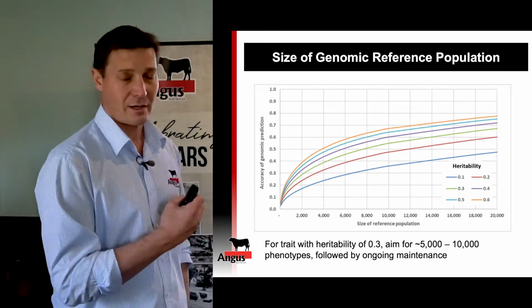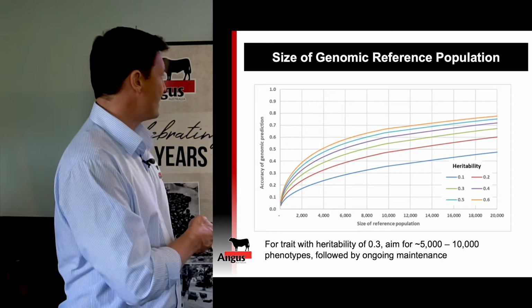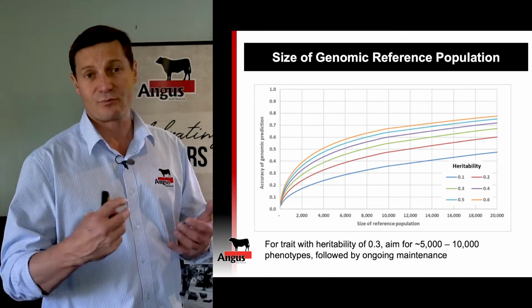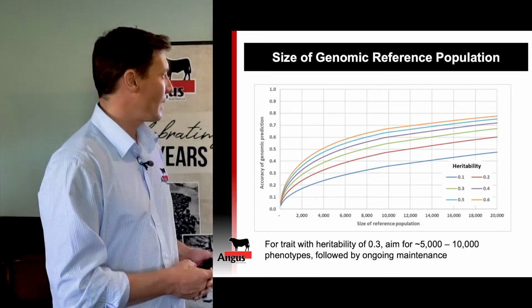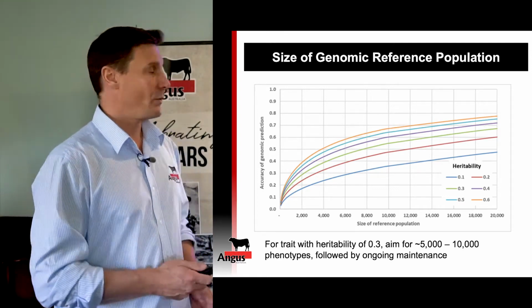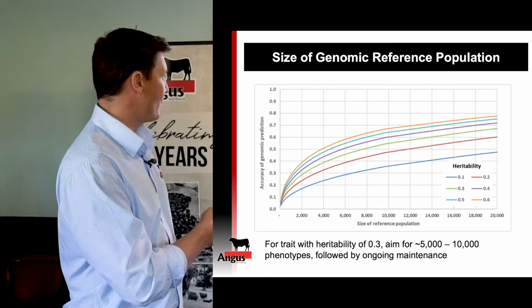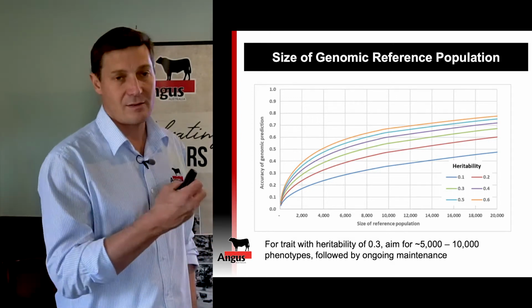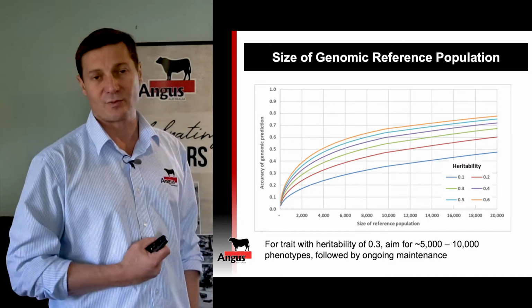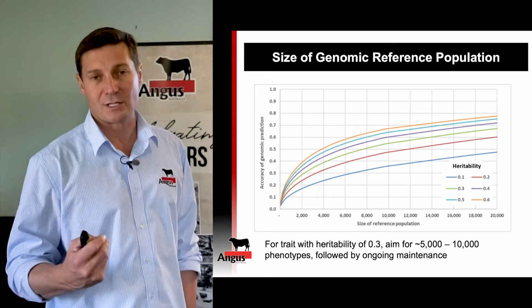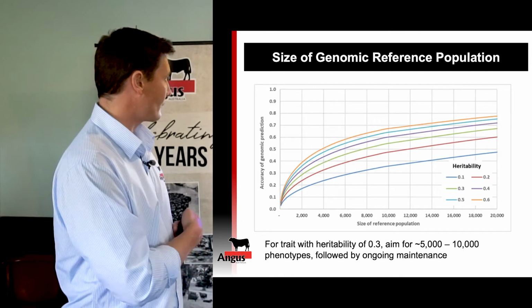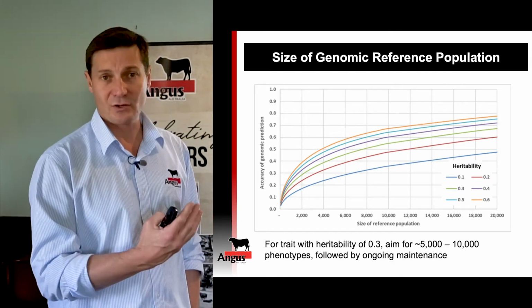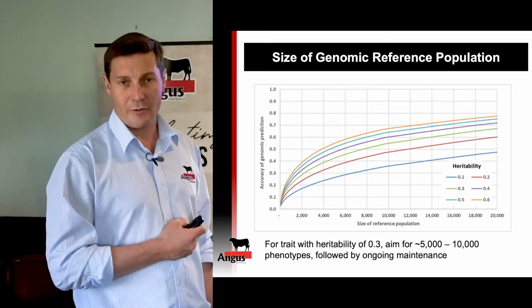And you'll see a couple of key points. The first is, as we increase the size of the genetic reference population, we can predict breeding merit with more accuracy. But that's not linear. We get an initial really big increase up to probably around 10,000 animals, and then the value of having additional animals in the reference population starts its law of diminishing returns and starts to flatten out. The other thing you'll note is there are a number of different lines on that graph, each depending on the heritability of the trait.